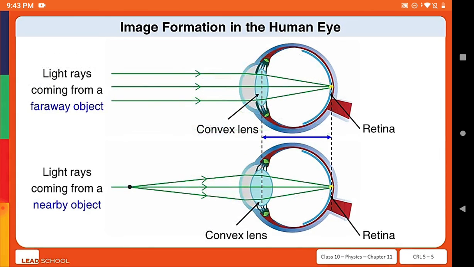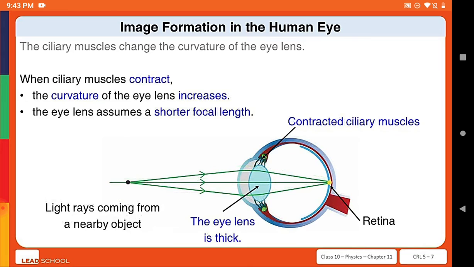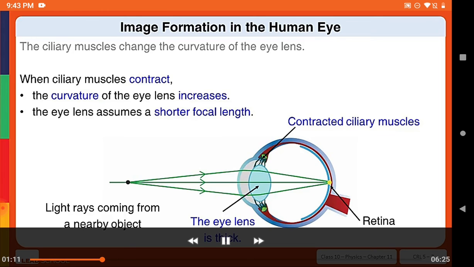Despite the constant distance between the lens and the screen, clear images of both nearby and faraway objects are formed. This is accomplished by the action of the ciliary muscles, which change the curvature of the lens. When the ciliary muscles relax, the curvature of the lens decreases. Thus, the lens becomes thin and assumes a longer focal length. Similarly, when the ciliary muscles contract, the curvature of the lens increases. Thus, the lens becomes thick and assumes a shorter focal length.